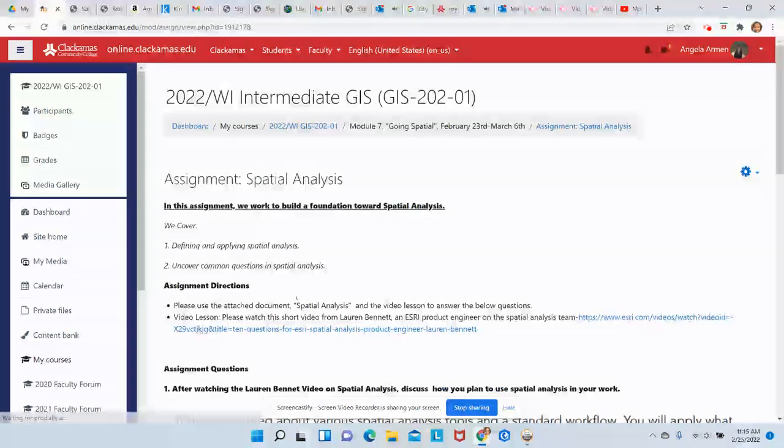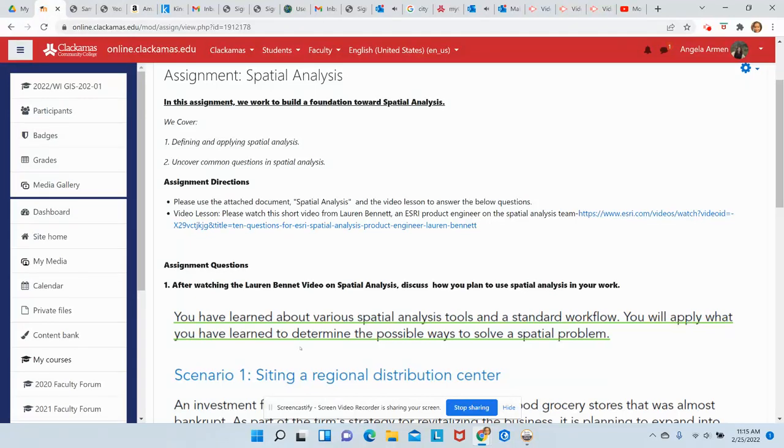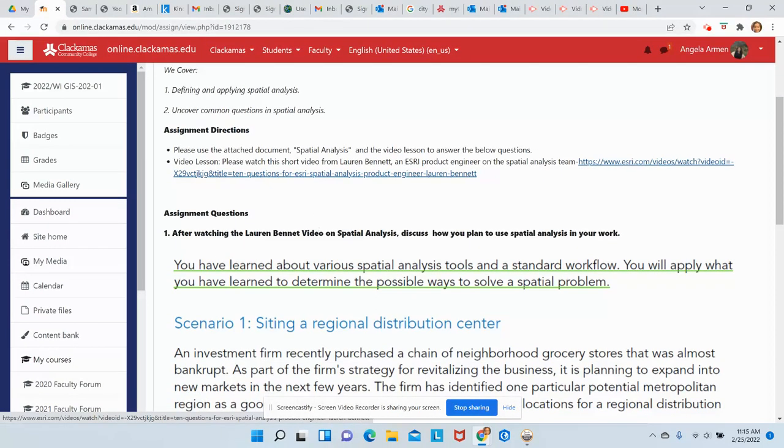This assignment about spatial analysis is really going to connect you into what spatial analysis is. There are a few questions here. So there's an attached document that will help you in this lesson. There's also this video that's given by Lauren Bennett, and she is a product engineer on the spatial analysis team. It's a really short video, and it goes over some common questions that people who work in ArcGIS and the GIS world have regarding spatial analysis. I really like that because these are actual questions from people like you and like me who have questions.